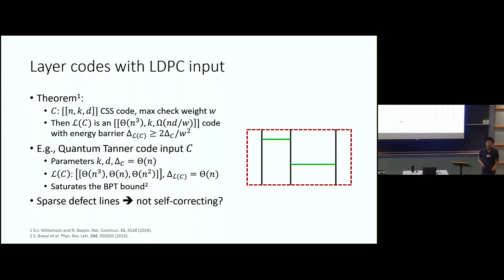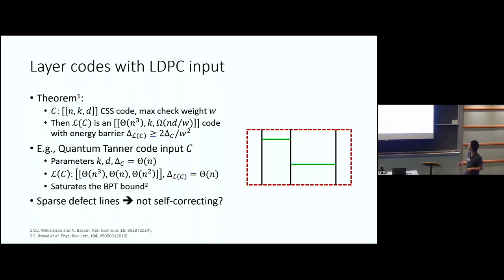Sorry? So we're talking here. Yeah, the statement about sparse. We also have a green defect. Yeah, so the green defect is when an X check and a Z check have common support. So if it's LDPC, yeah, those will also be sparse. Yes.